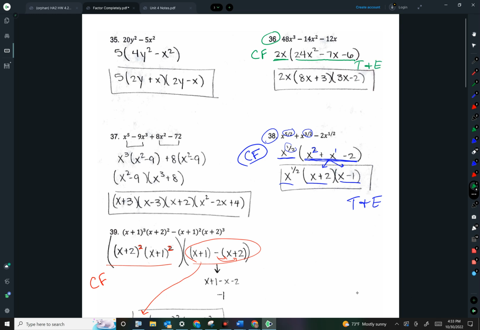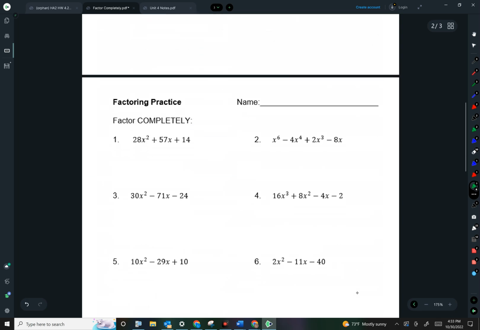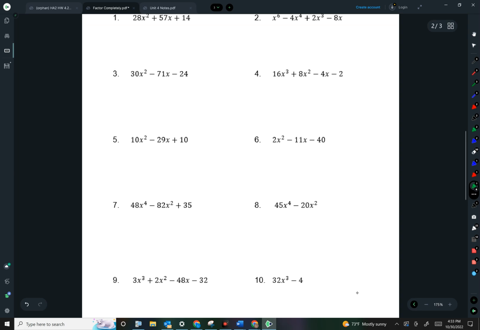Okay, so let's go down and see if we can find one that's going to require more than one kind of factoring. Let's say, how about number 3? Ooh, that looks like some ugly numbers, doesn't it? So let's start with number 3. When I first look at it, is there a common factor? Well, I don't think there's a common factor between 30, 71, and 24. 30 and 24 there is, but not 71. So I think I'm just going to jump in and start factoring. It's got some big ugly numbers, but remember, I'm not looking at that 71 till the very end.